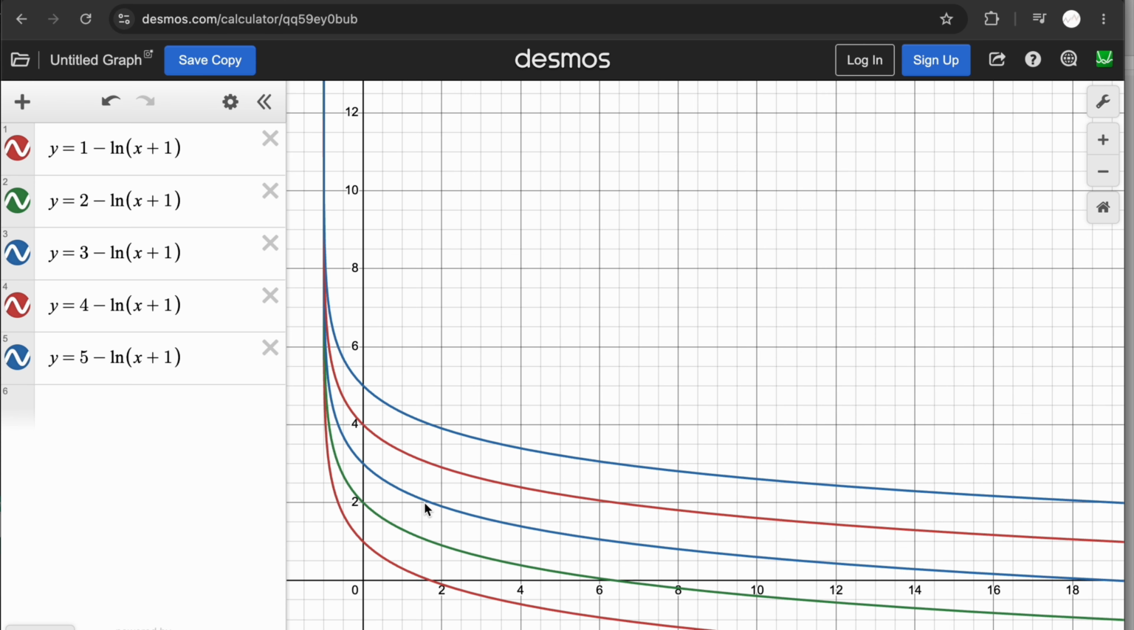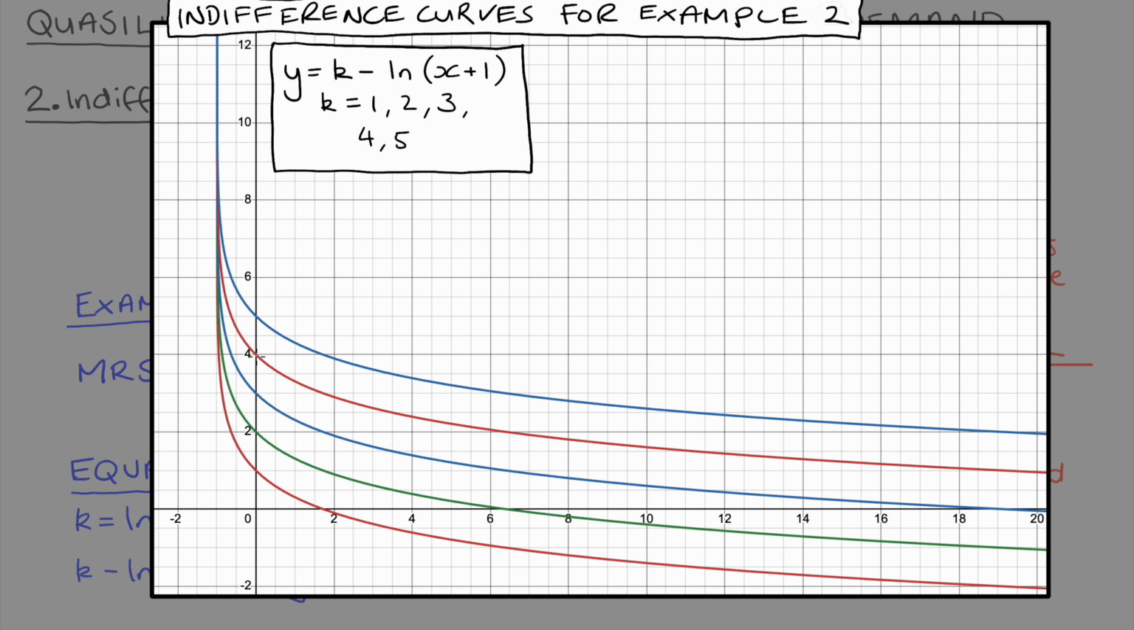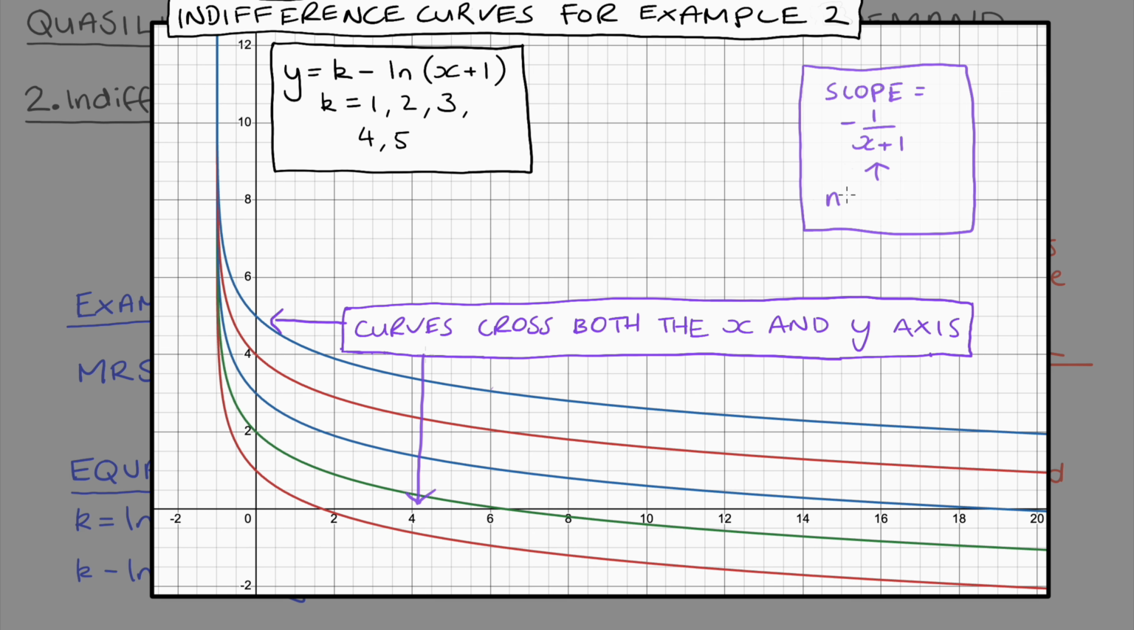Unlike our first example, which, if you remember, only crossed the x axis, our indifference curves terminated at the y axis. So I'll go back to our whiteboard and I'll write down these points. We cross the x and y axes, and the slope of our indifference curves does not depend on y. So there's no y value in our equation for the slope.